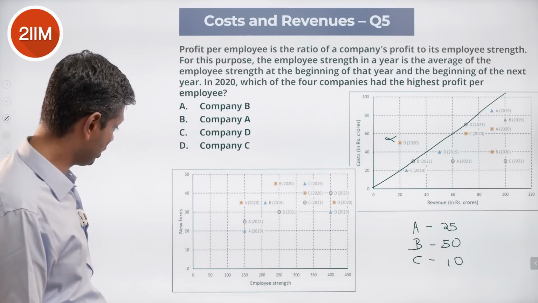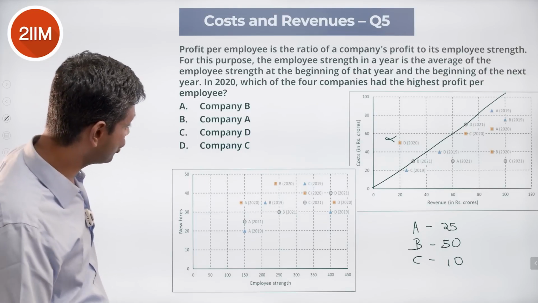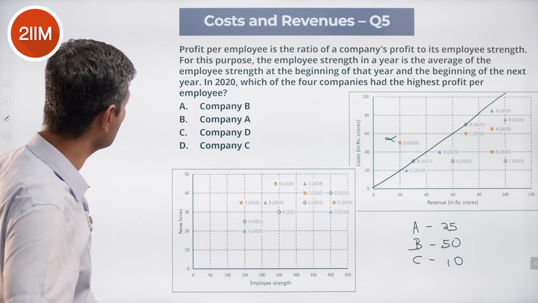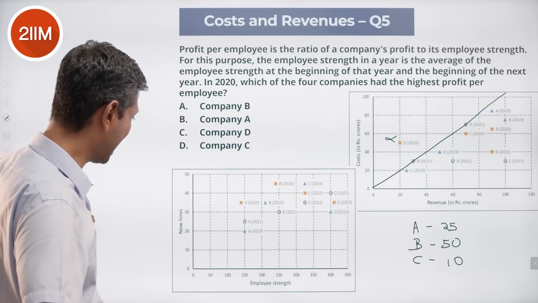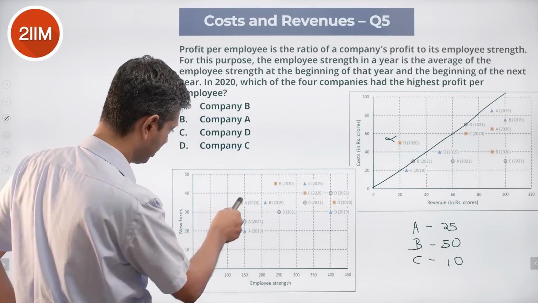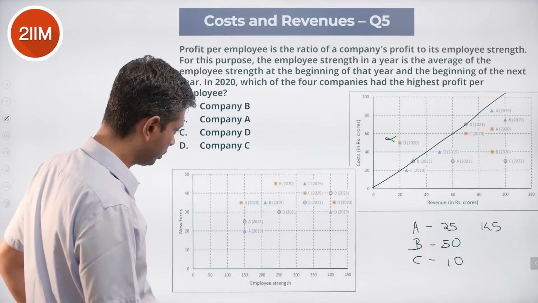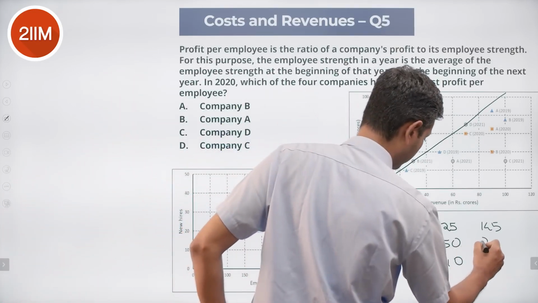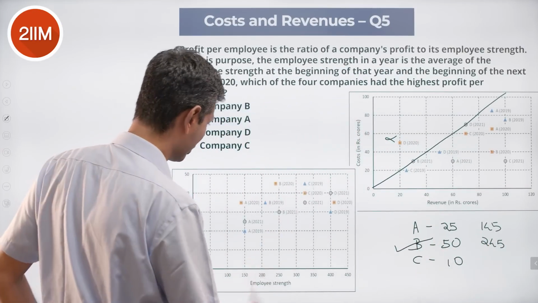Let's look at employee strength. Beginning of the year and end of the year average. So in 2020, which of the 4 companies had the highest profit per employee? 2020 and 21 average workforce we need to think about. 20 and 21 employee strength is 150 and 140, average is 145. B 20 and 21 is higher, is 250 and 240, 245. I think this is still higher. I don't have to worry about C, I think, not going to change too much.